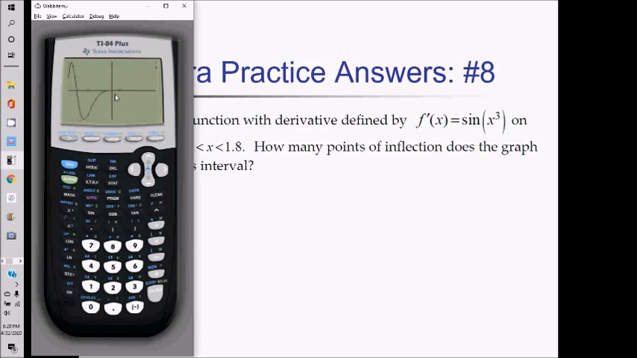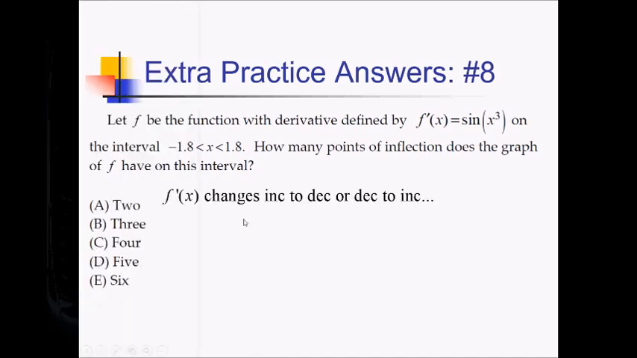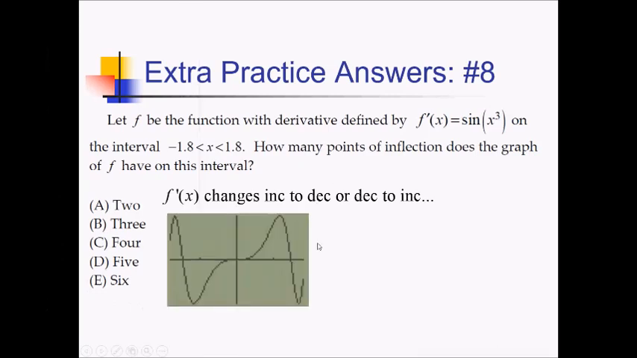Now, again, we're looking for direction reversals. I don't want to say direction changes, but reversals of direction for this graph. And we see on here that f prime changes increasing to decreasing or decreasing to increasing 1, 2, 3, 4 times. Therefore, f has 4 points of inflection on this interval, which gives us answer choice C.